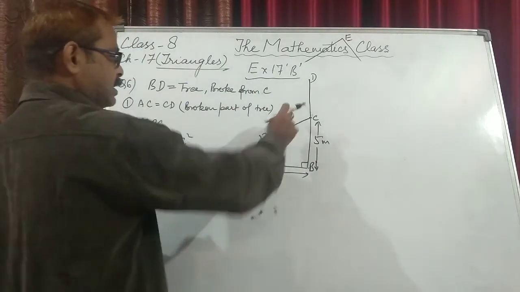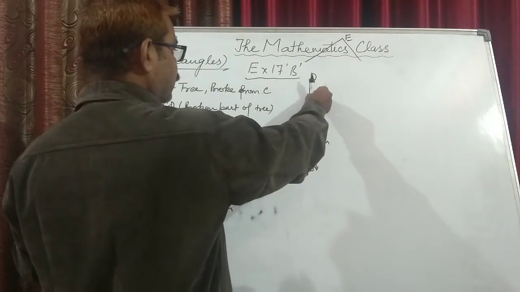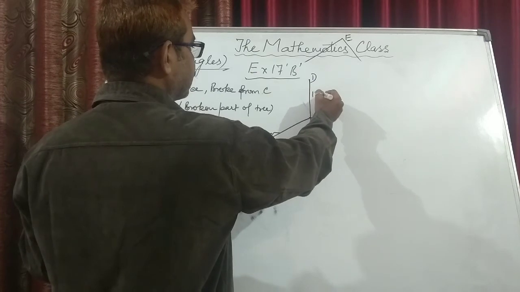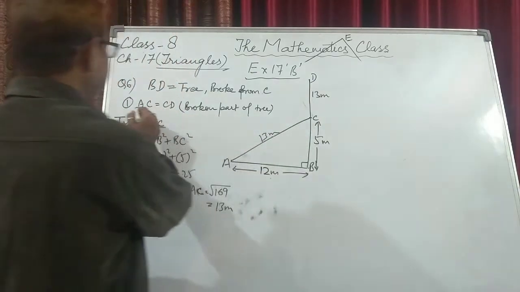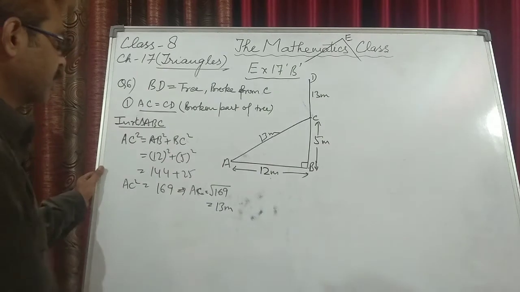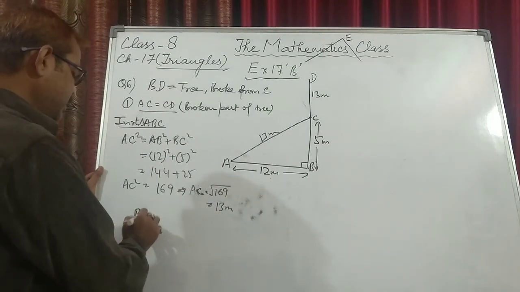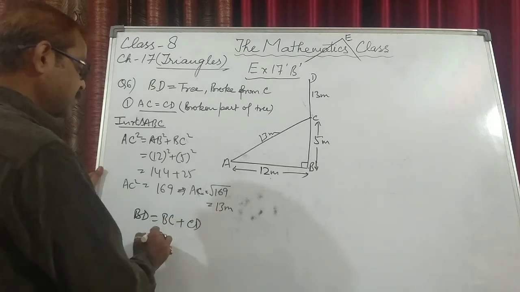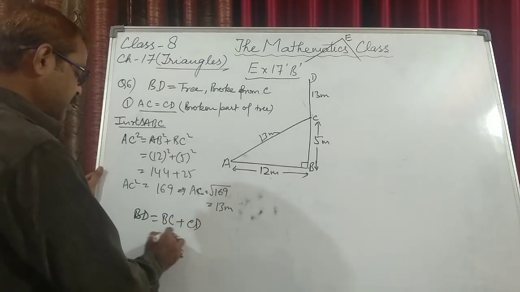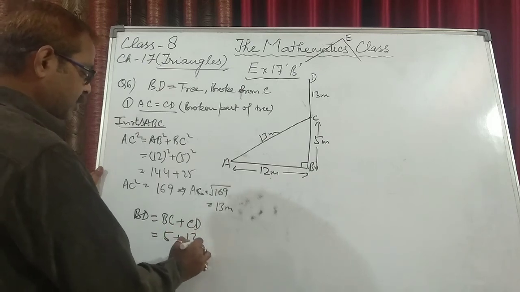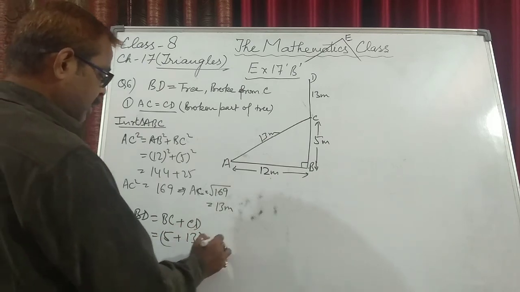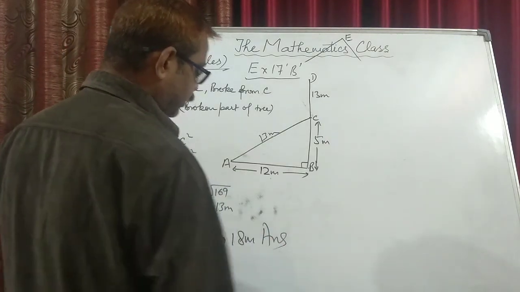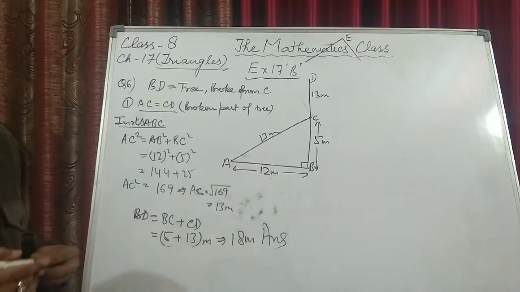Now this AC, initially it would have been this. So DC will also be 13 meters because AC and CD are equal. So the total length BD will be BC plus CD. BC is how much? 5 meters it is given, and CD we calculated 13 meters. This total comes out to be 18 meters. So the total length of the tree was 18 meters.